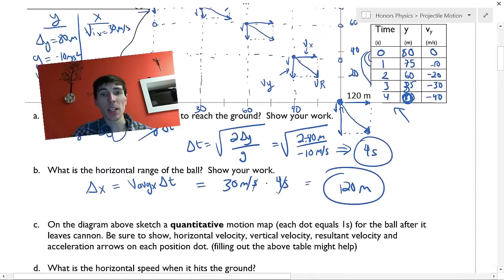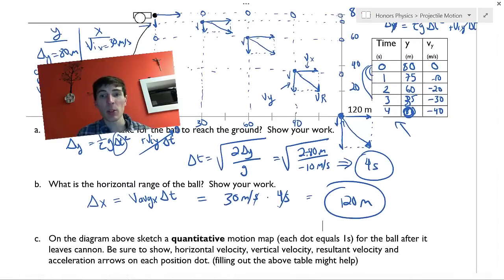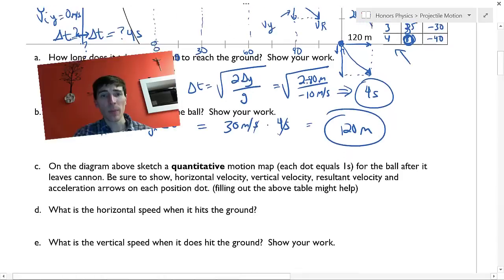We've already done part C. We've made a qualitative motion map, and we've also shown the resultant vector. The table helped us out.